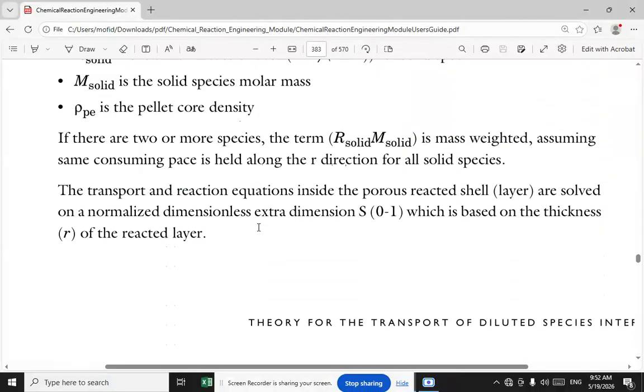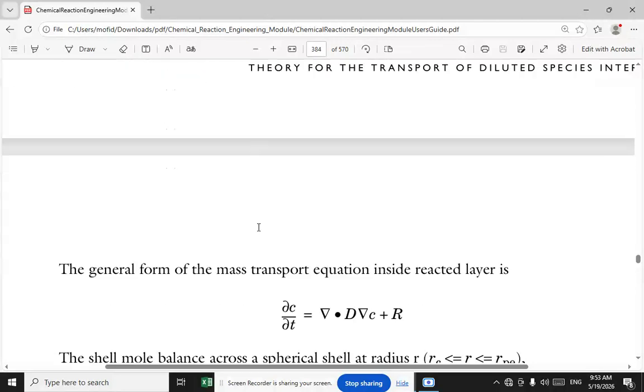If there are two or more species, the term R solid M solid is mass-weighted, assuming the same consumption pace is held along the R direction for all solid species. The transfer and reaction equations inside the porous reacted shell layer are solved on a normalized dimensionless extra dimension S between 0 and 1, which is based on the thickness of the reacted layer.